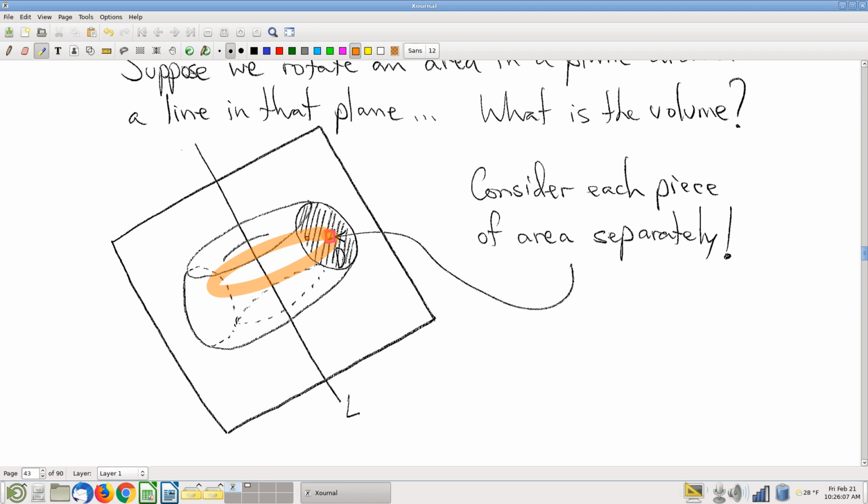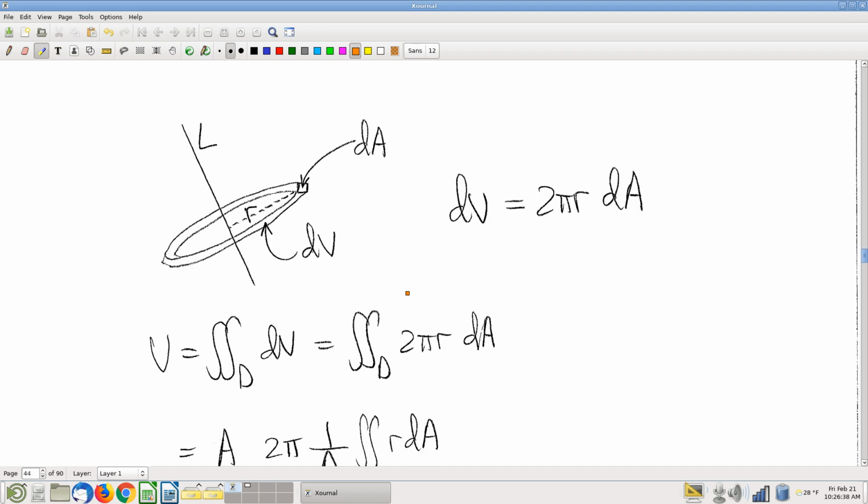If you were to do that for each one of the little pieces of area and add up the volumes of all those little onion rings, you would get the volume in question. That's not a single variable calculus point of view. We are literally slicing up area into little pieces of area, and you just don't do that in single variable calculus classes. But anyway, we're going to take that approach here and see what comes out of it.